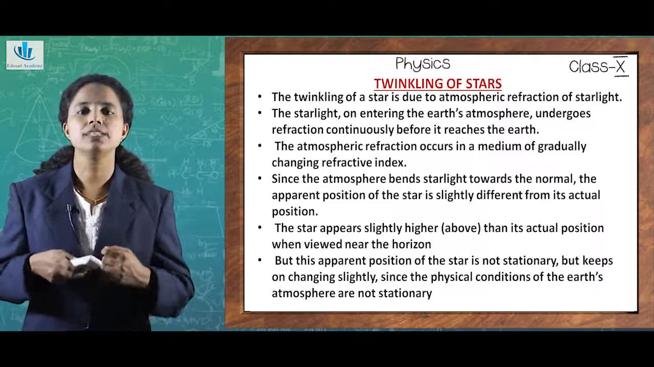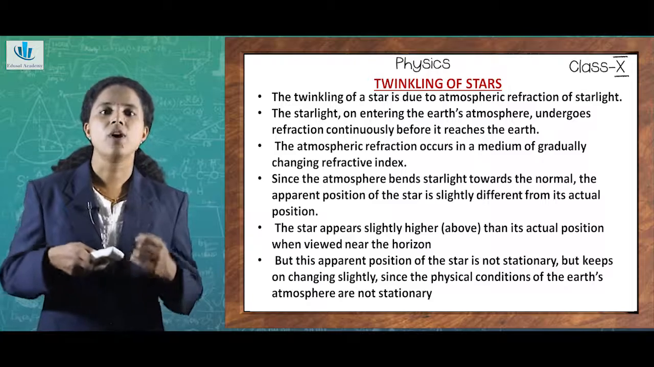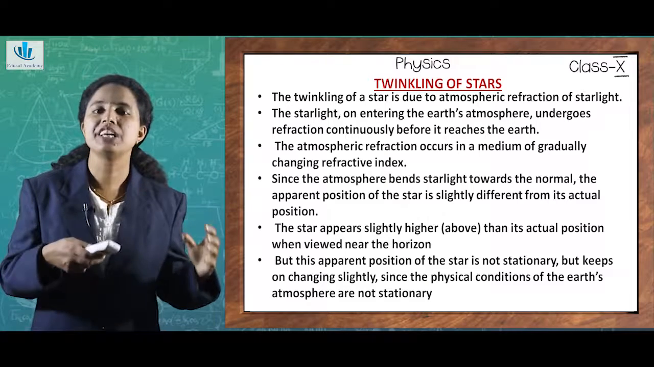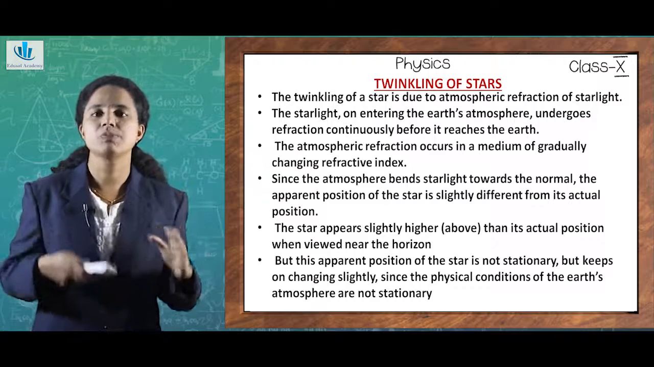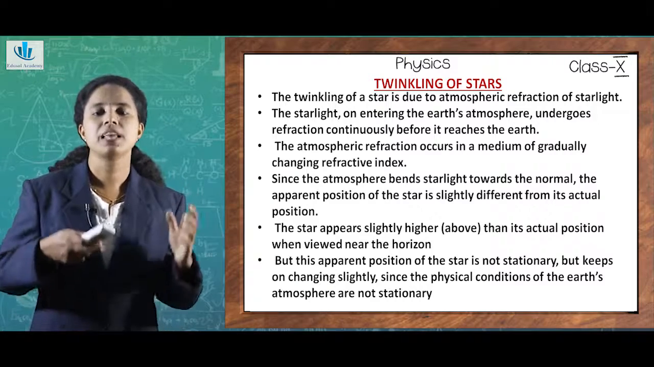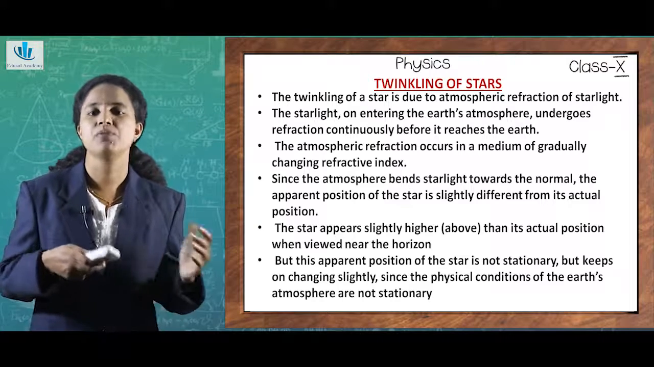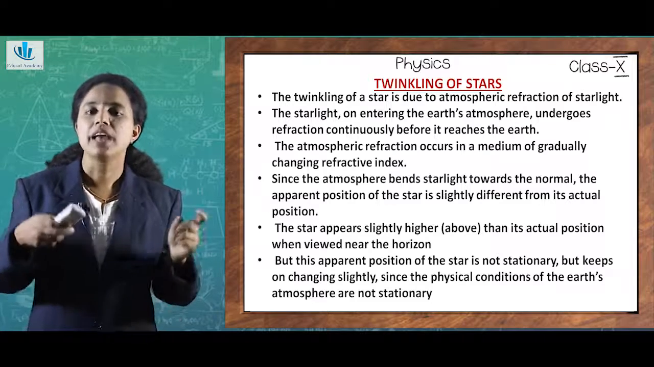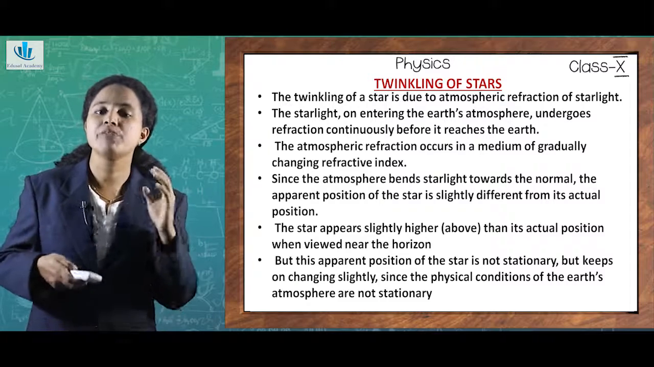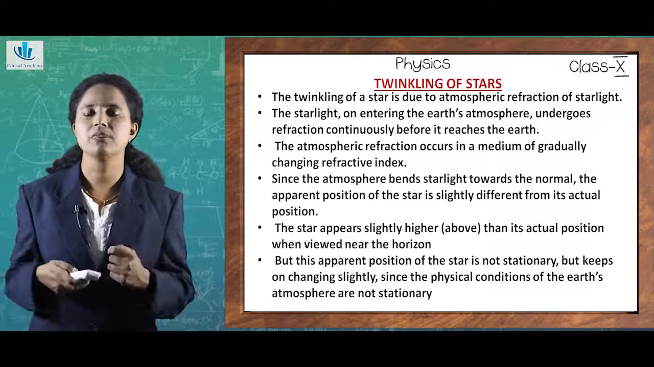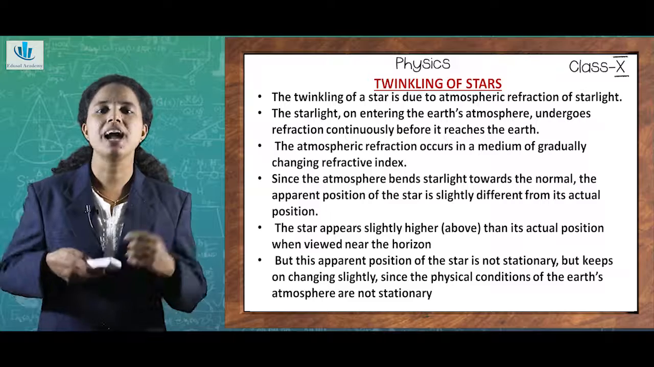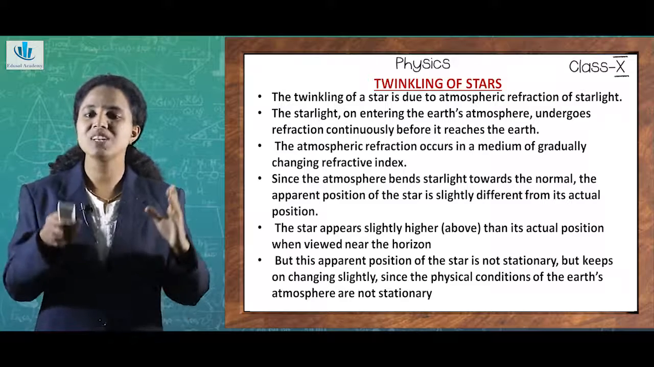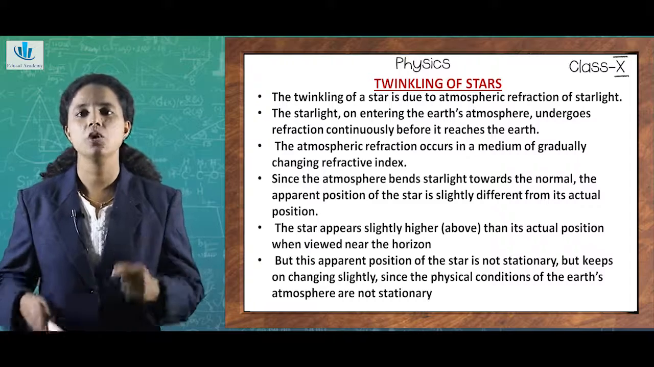What happens is, the starlight on entering the Earth's atmosphere undergoes refraction and finally reaches the Earth. So when the starlight comes from the star, once it reaches the Earth's atmosphere, it suffers continuous refraction before it reaches the Earth's surface. How does it happen? That is an important question. Atmospheric refraction occurs in a medium of gradually changing refractive index. What is refractive index? It is the ratio of the speed of light in air or vacuum to the speed of light in the medium. So only if there is a medium of gradually changing refractive index can atmospheric refraction occur.